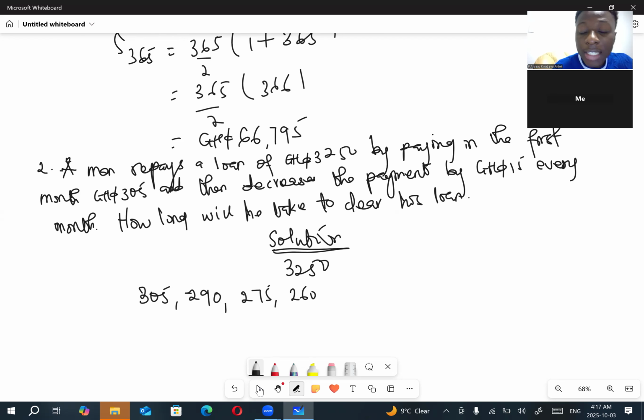Guys, as we are doing all these sequences, someone should also be sitting there adding. You are owing me 3250. Month one, you've paid 305. Add it to 290, add it to 275, add it to 260, add it to what we are doing, and see what we are missing and that you've not overpaid.